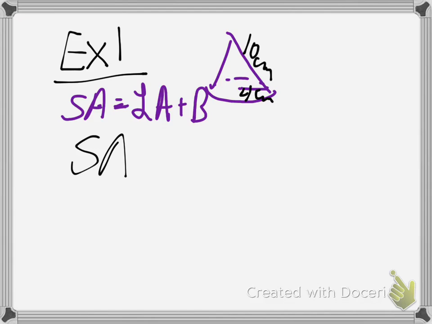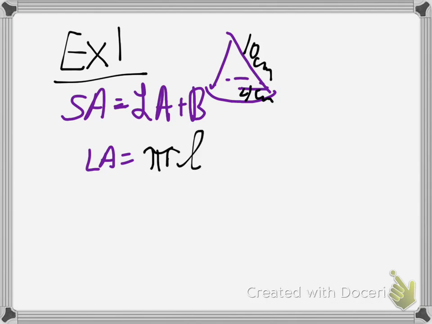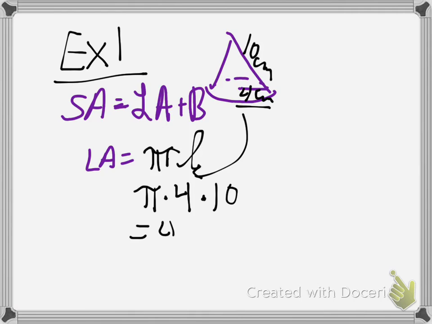So my surface area equals... I need to find my lateral area first. So my lateral area is going to equal, let's plug in what we know. We need the circumference, so we need pi r. It's pi r L is our lateral area, so pi times r is 4, times your slant height is 10, so that equals 40 pi.